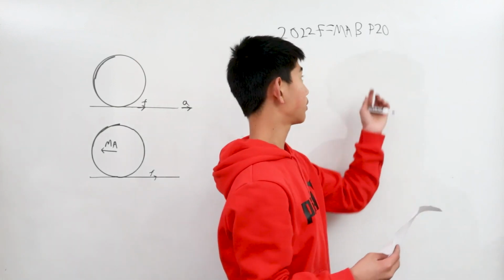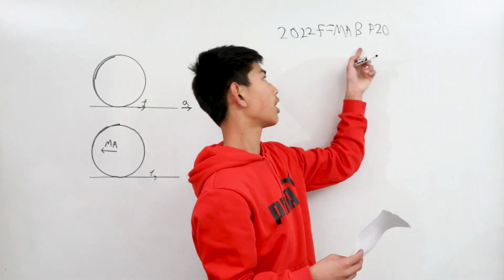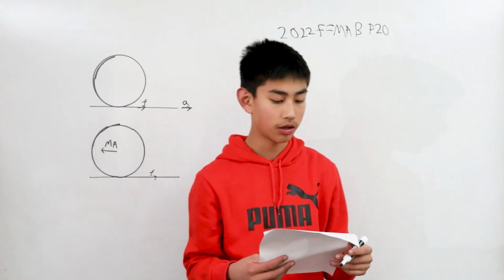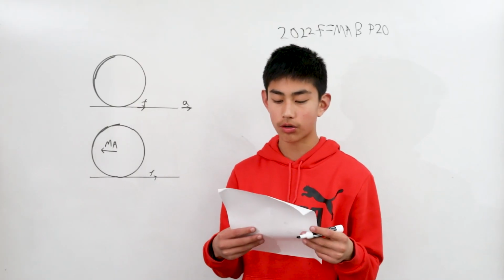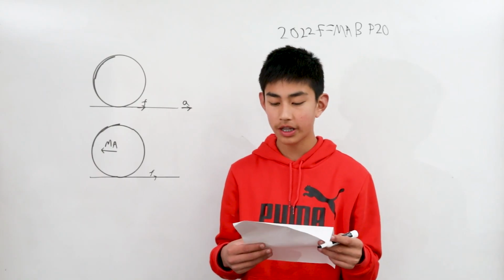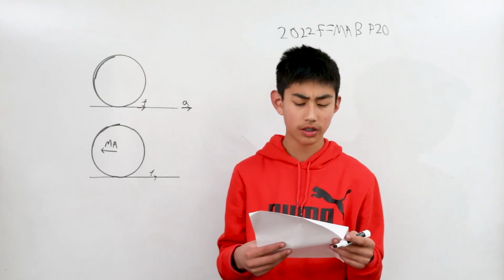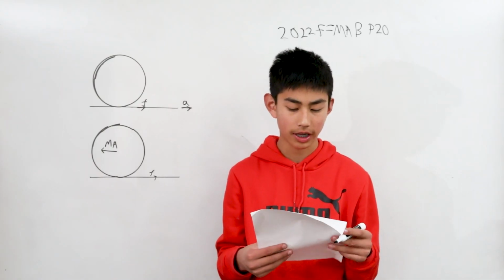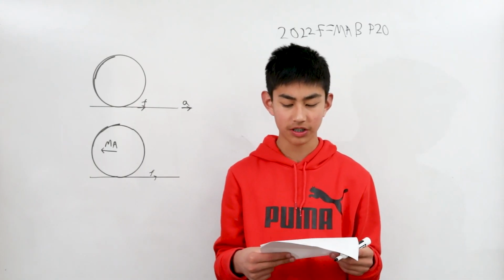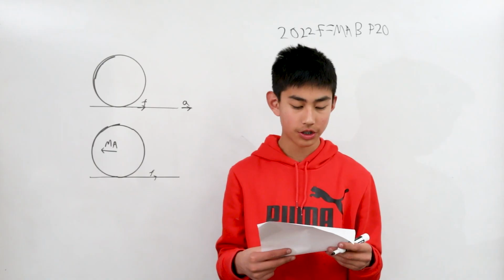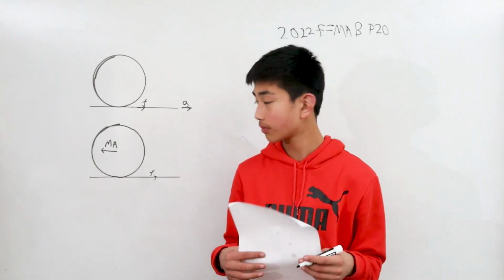We're solving problem 20 from the 2022 F equals MA exam B. A uniform hollow sphere is initially at rest on a horizontal plane. The plane begins to accelerate horizontally to the right with acceleration A. If friction is high enough to prevent the sphere from slipping, what is its translational acceleration?